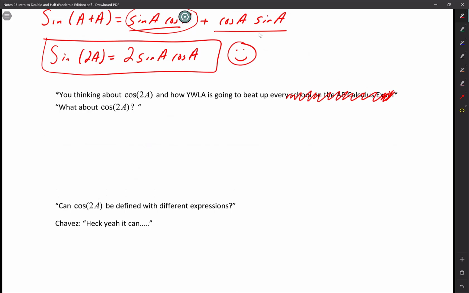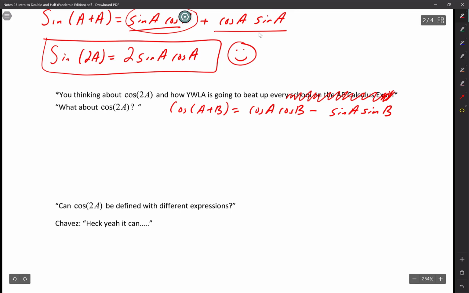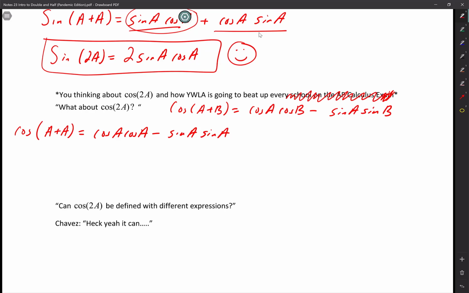So we're going to do the same thing, guys. We're going to do a cheat. I'm going to write what cosine a plus b is up here. Cosine a plus b is cosine a cosine b minus sine a sine b. So again, you know where I'm going with this. I'm going to replace that letter b with an a. Cosine a plus a, and I'm going to write cosine a cosine a minus sine a sine a. I'm going to slow down because I can see some of you guys writing. That's the benefit of being able to see you guys.